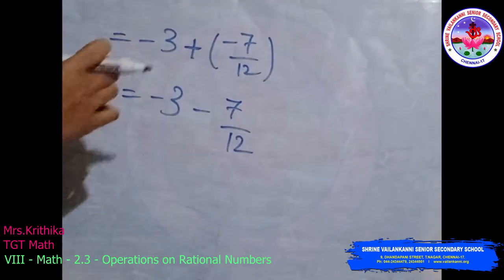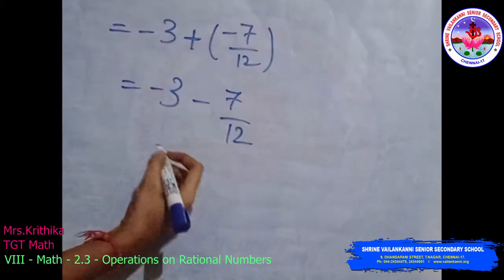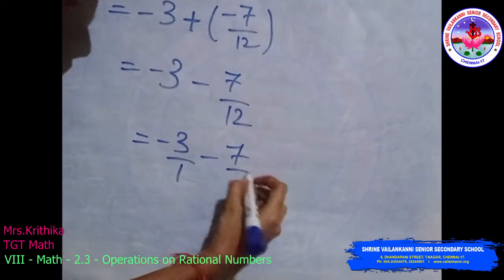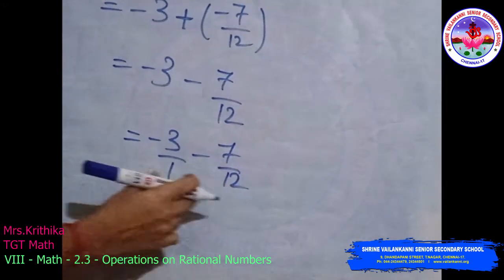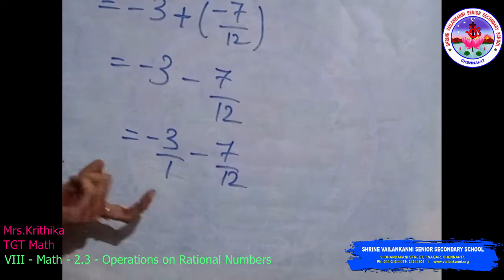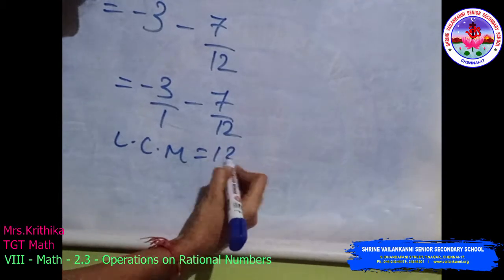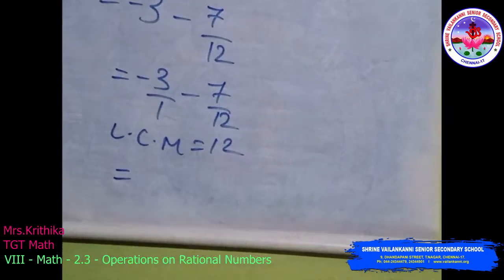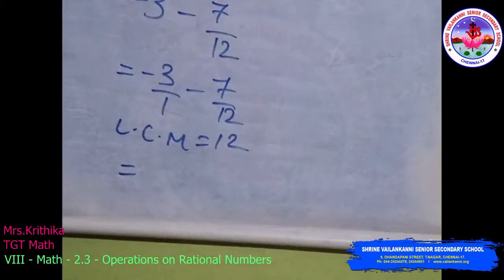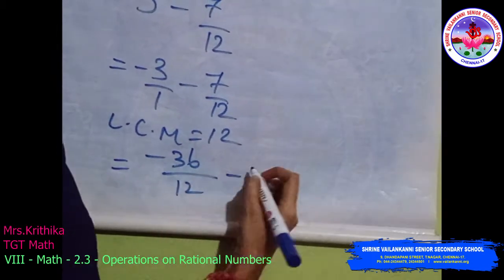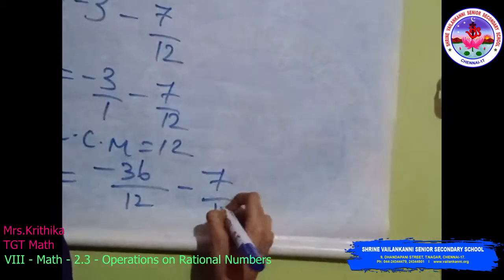-3 is the integer value. First convert into rational values. -3/1 minus 7/12. Now check the denominator. Denominator is different. So taking the LCM. LCM is equal to 12. -36/12 minus 7/12.